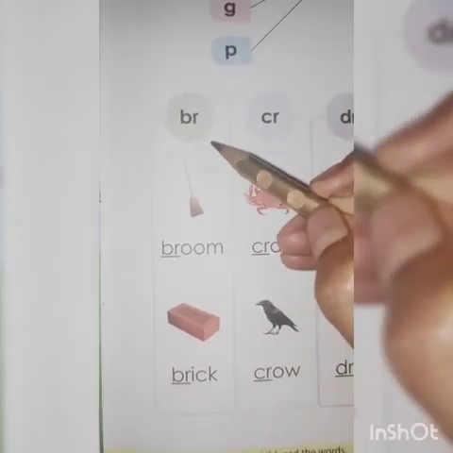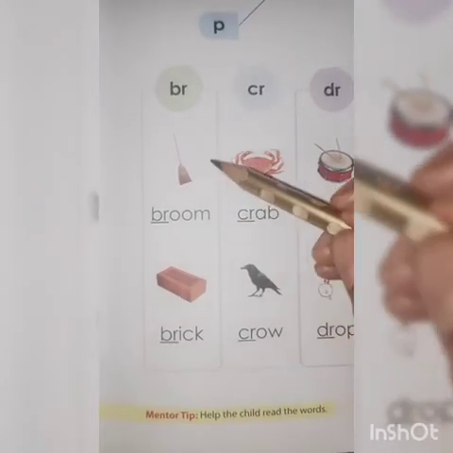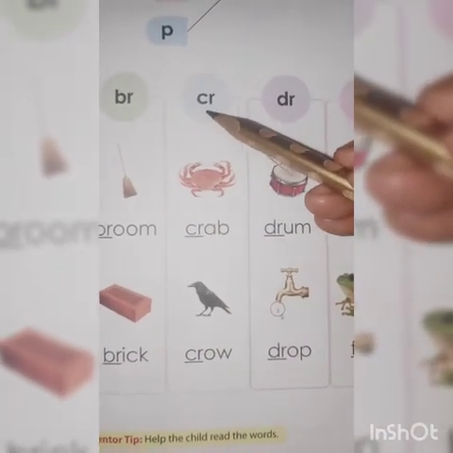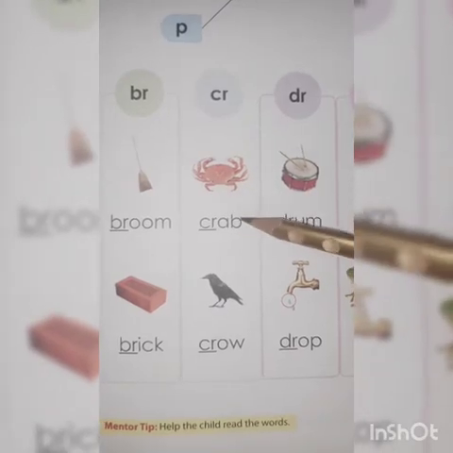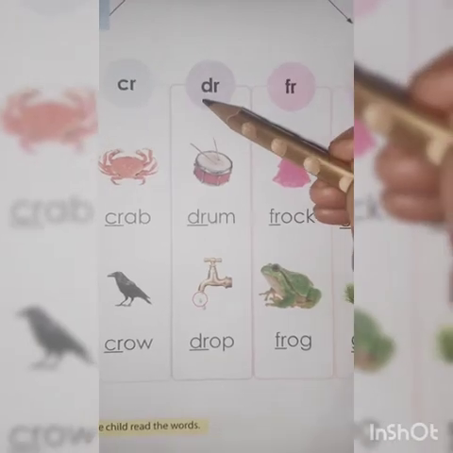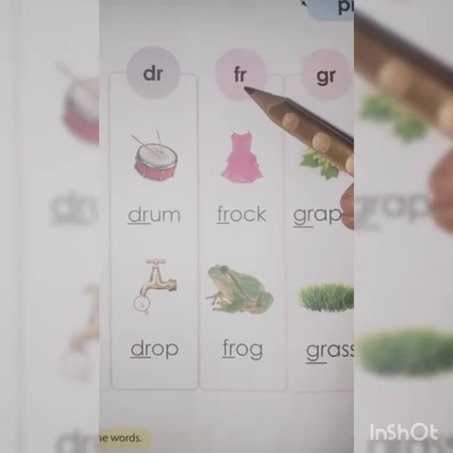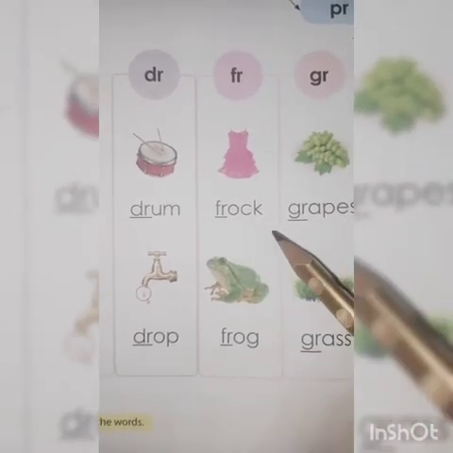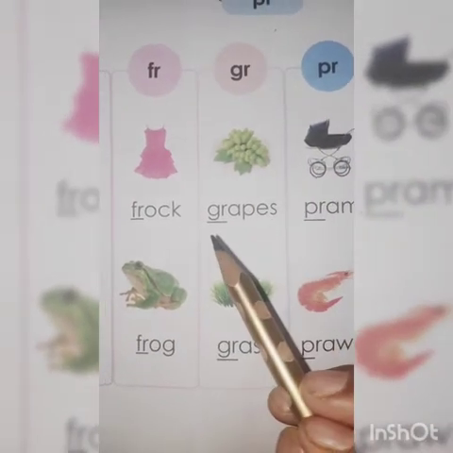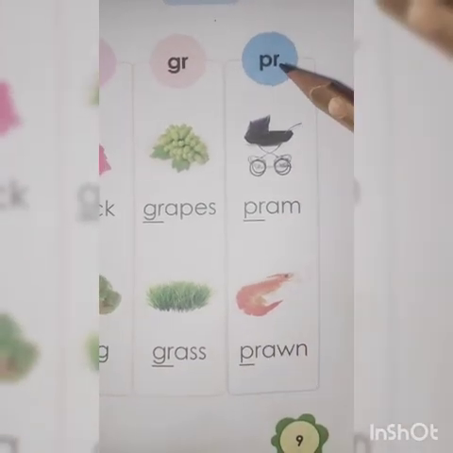B, R, br. Broom. Break. C, R, cr. Crab. Crow. D, R, dr. Drum. Draw. F, R, fr. Frog. G, R, gr. Grapes. Grass.